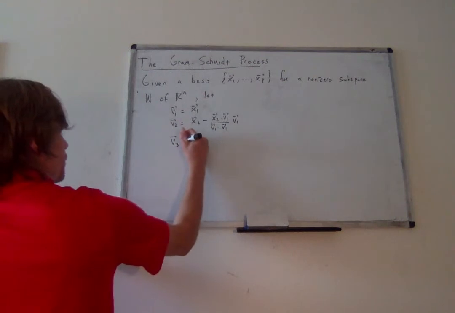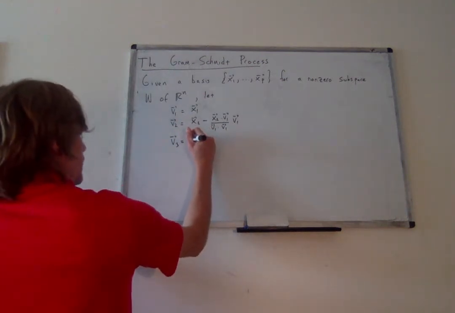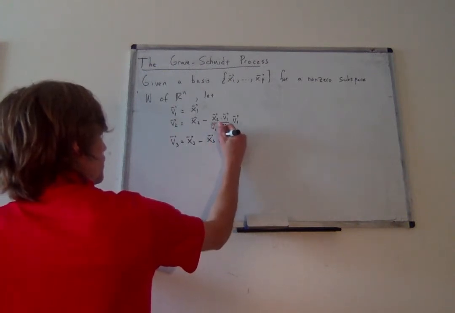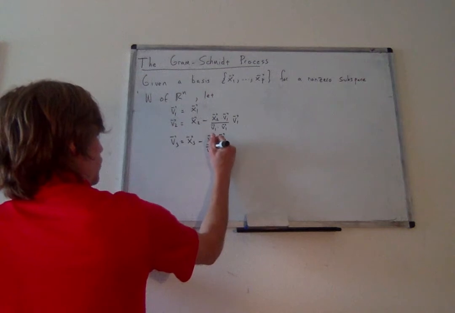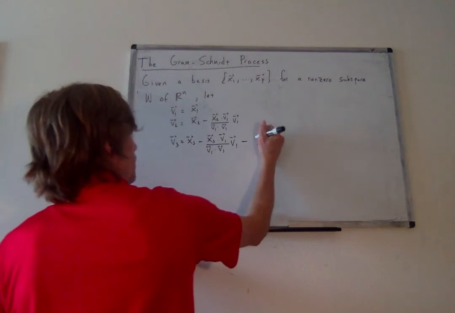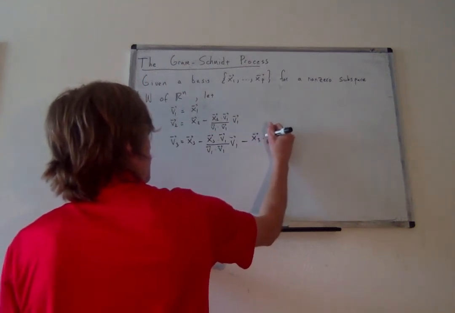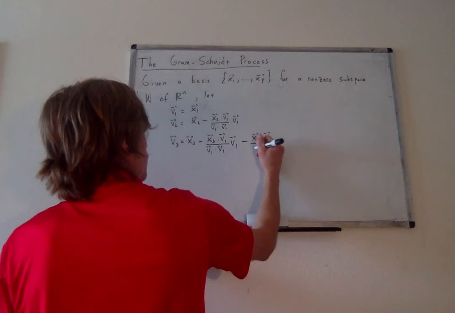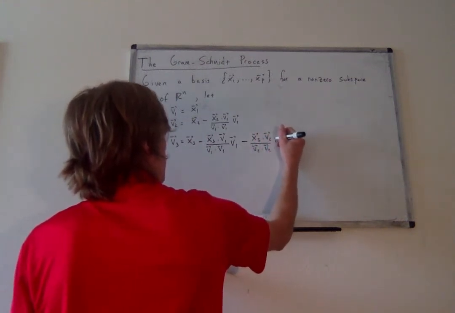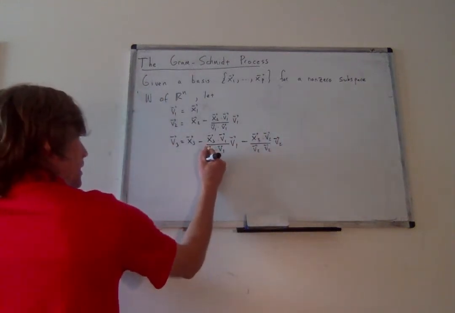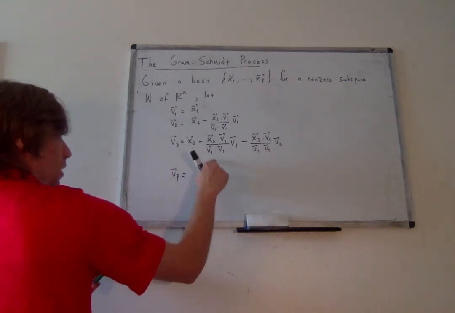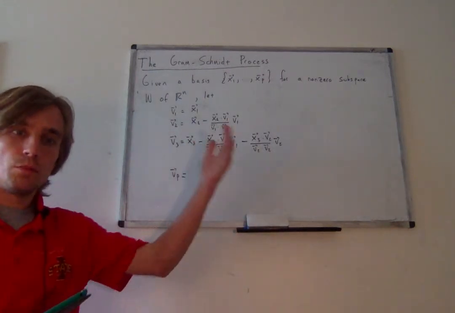I'll go one more term out. v3 will equal x3 minus x3 dot v1 over v1 dot v1 times v1 minus x3 dot v2 over v2 dot v2 times v2. And basically, for each vector, just continue this trend of subtracting off one more term using the previous vectors you found.